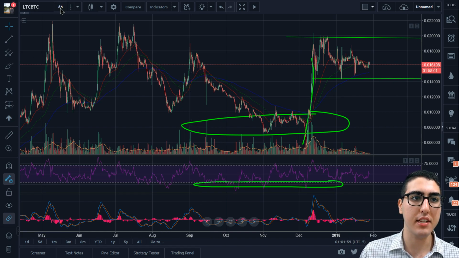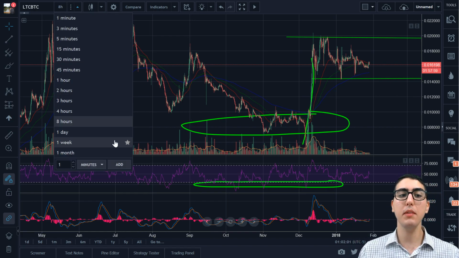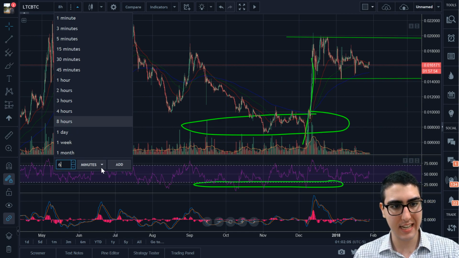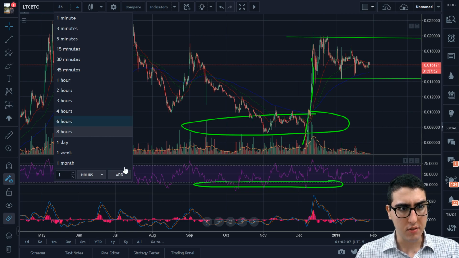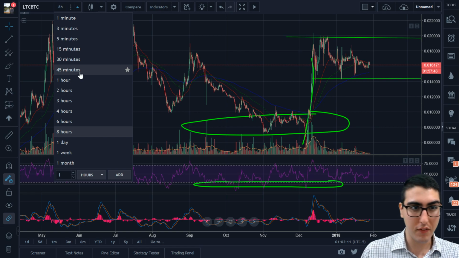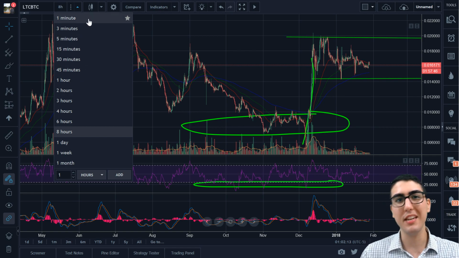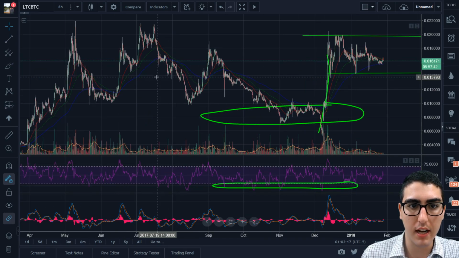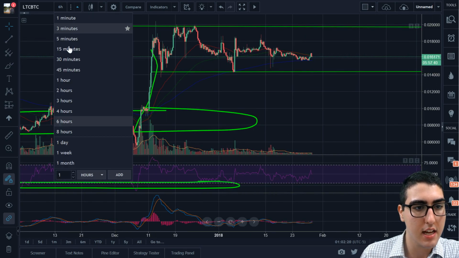Really, these time frames are extremely important, and you can even add your own. A lot of people don't know you can do this, but you can add an 8 hour, a 6 hour, a 4 hour, a 3 hour, a 2 hour, 1 hour, 45 minutes, 30 minutes, 15 minutes, 5 minutes, 3 minutes, 1 minute. You can do whatever you want to get into these more specific candlesticks to see where these price levels are getting.